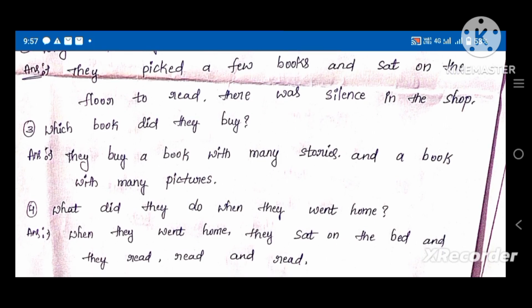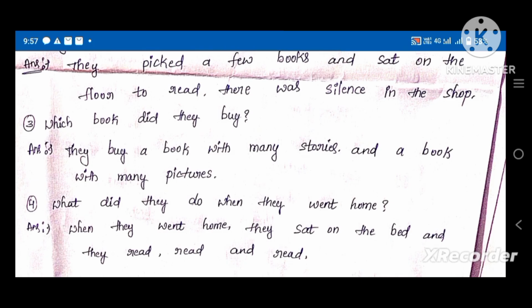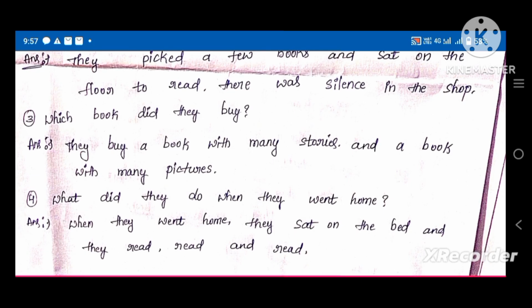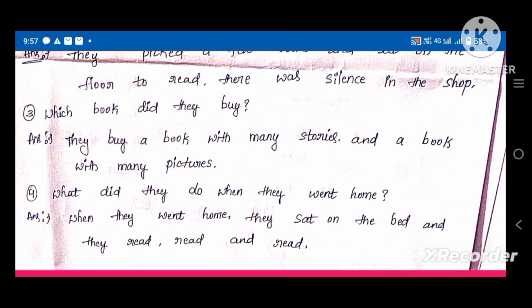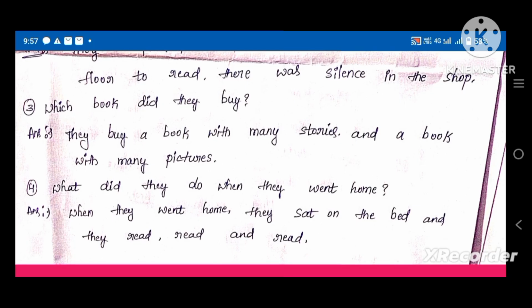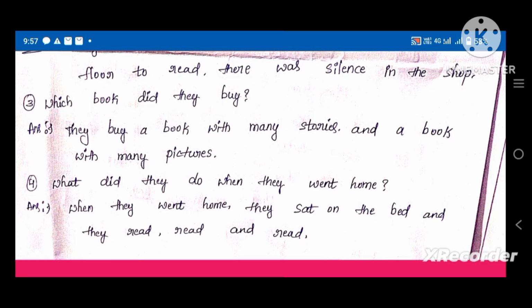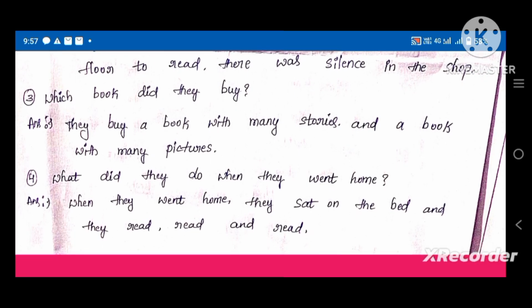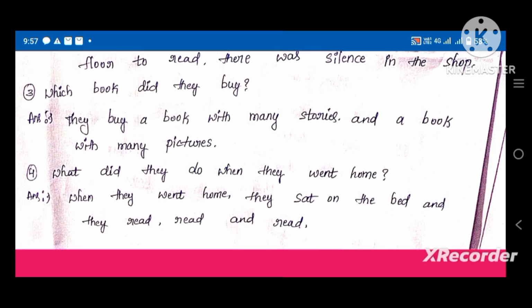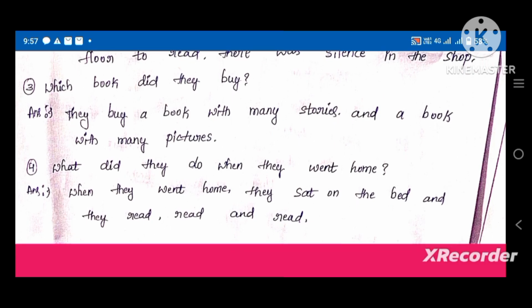Third one. Which book did they buy? Answer. They bought a book with many stories and a book with many pictures. Fourth one. What did they do when they went home? Answer. When they went home, they sat on the bed and they read, and read.